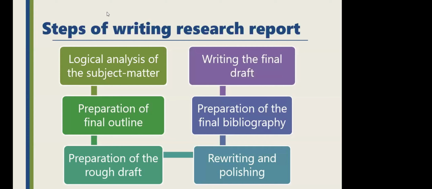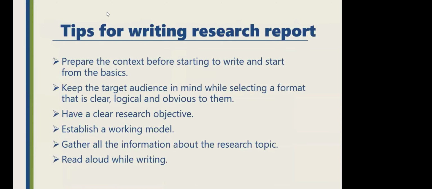Next is writing the final draft. Finally, write a polished final version of your report, making sure all sections are in order and the language is precise. So it is very, very important that your language should be very simple to understand. Okay, these are the six steps involved in writing a research report.